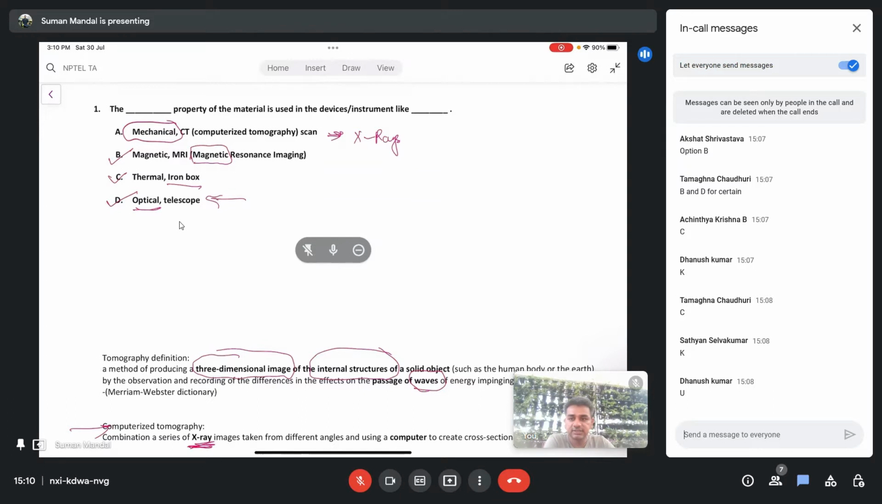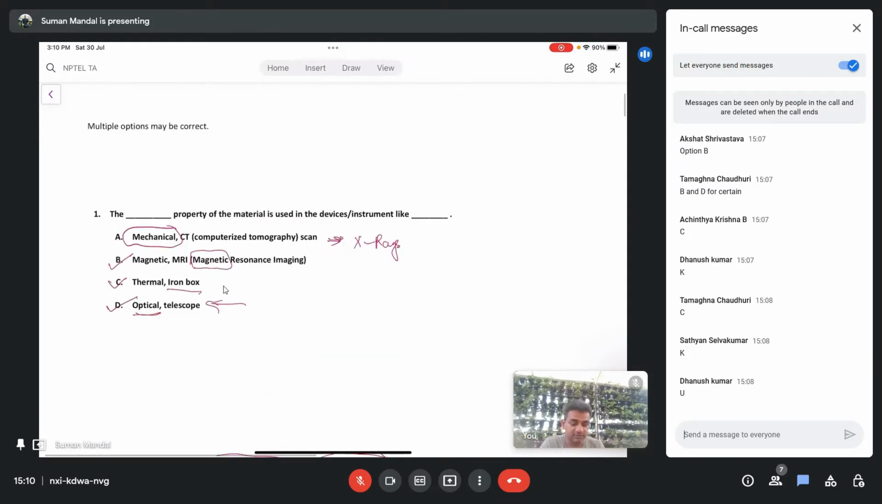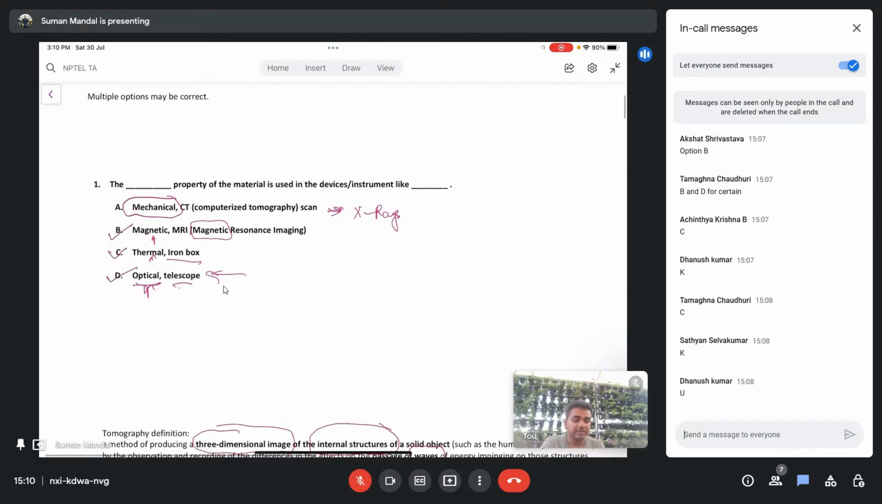Different materials have different properties, and so for a telescope you need a different kind of material. For iron box you need a different kind of material. For MRI you need a different kind of material, and for CT scan you need a different kind of material, which can emit X-rays.